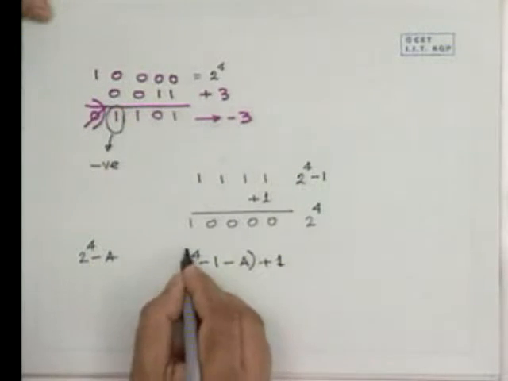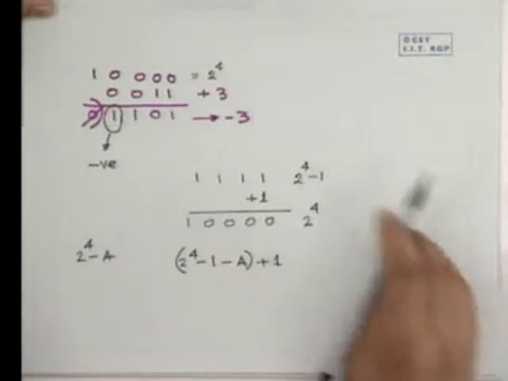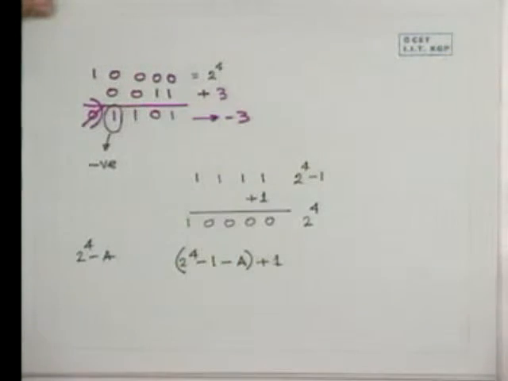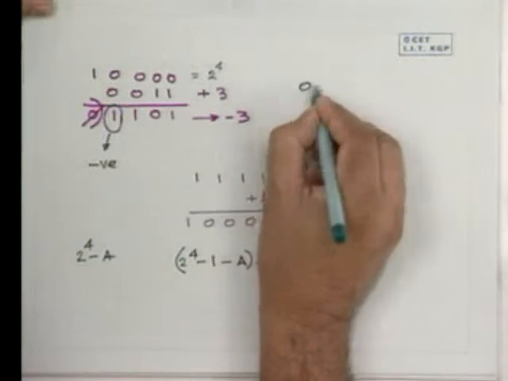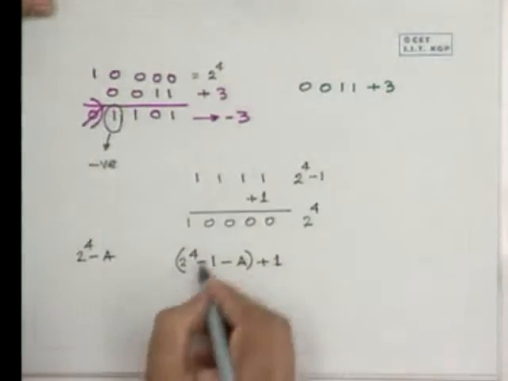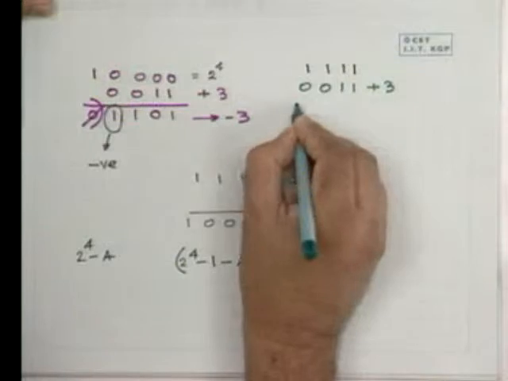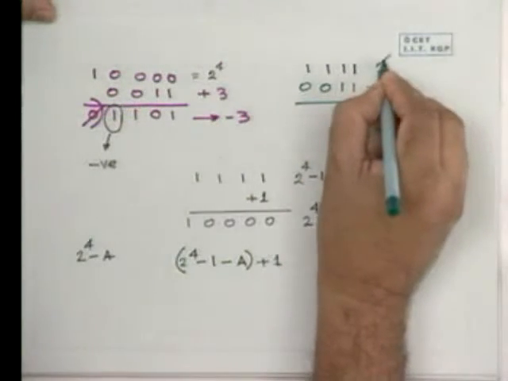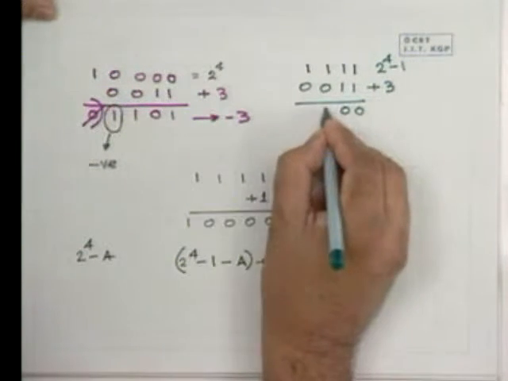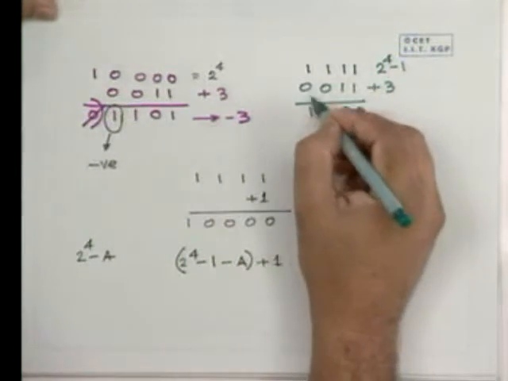That means we first find this one and then add 1 to it. This has an advantage. Say, once more we want to find minus 3. Then let us see that we take 0 0 1 1, which is our plus 3, take 2 to the power 4 minus 1, which is 1 1 1 1, subtract it, and we get 0 here, 1 here, 1 here, 0 here, which means each bit we complement.